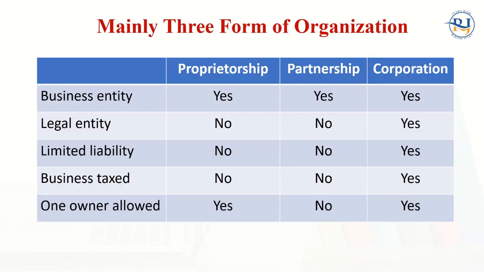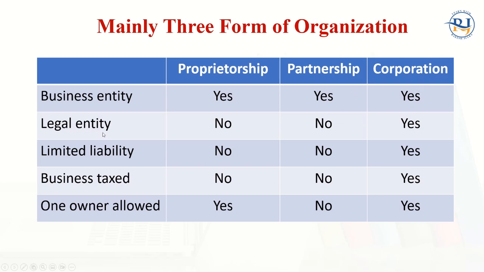So before starting the corporation meaning, I just would like to explain the three forms of organization: proprietorship, partnership and corporation. So as we can see that it is a business entity, right? The proprietorship is the business entity. Yes, this is a business entity. Partnership is a business. Yes, and corporation is also a business entity.